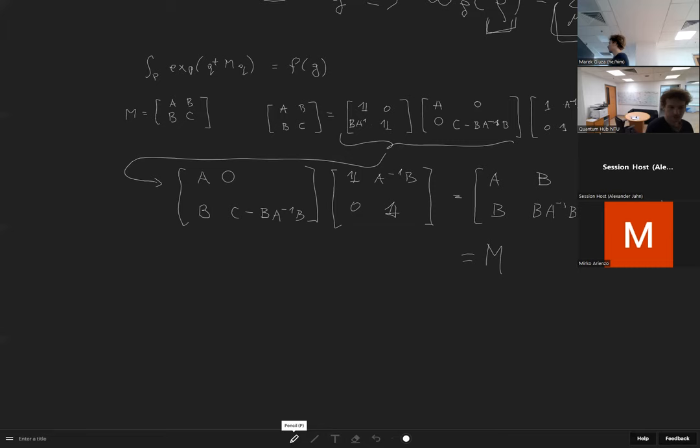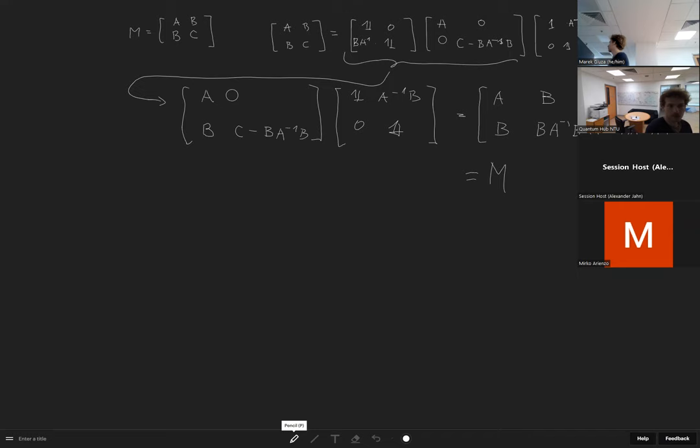In general, you can consider this for non-symmetric matrices as well. But let's say we have those symmetric matrices like this for now, just to make the Schur complement a bit simpler.